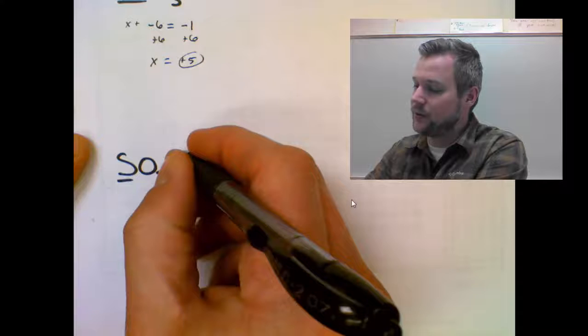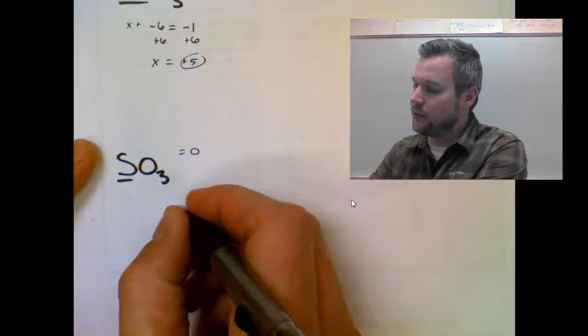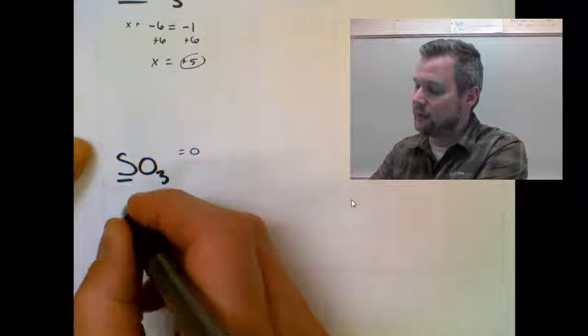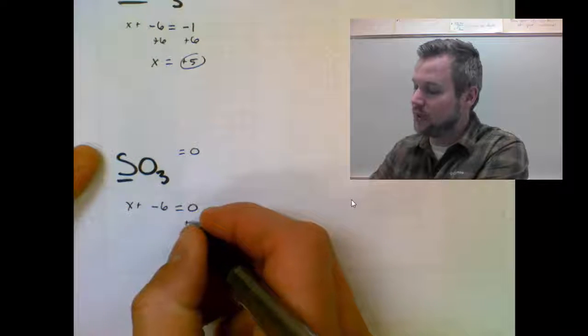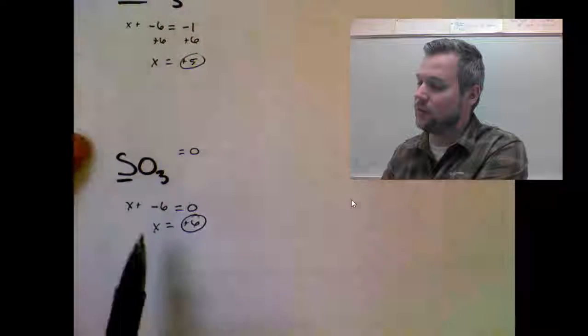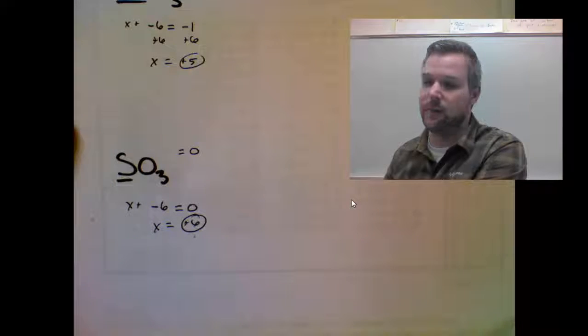In this example here, here's a binary example. So this whole thing needs to equal 0. So set it equal to 0. 3 times -2 is -6. x plus -6 equals 0, so x equals +6. There's your number. So sulfur's charge would be a +6 in this compound.